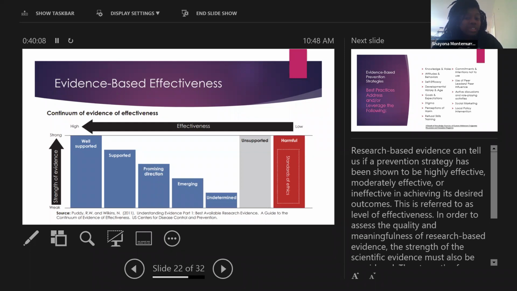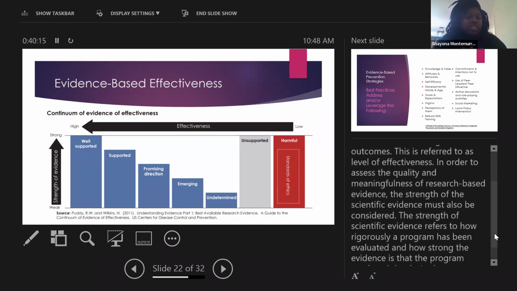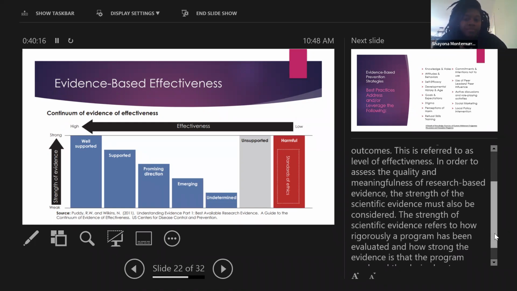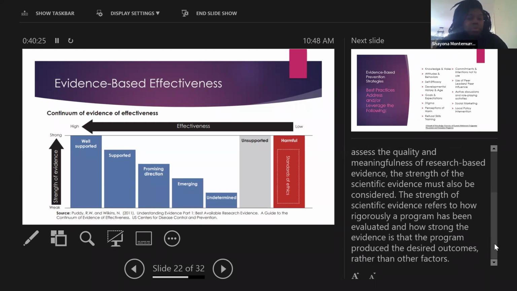In order to assess the quality and meaningfulness of research-based evidence, the strength of the scientific evidence must also be considered. The strength of scientific evidence refers to how rigorously any particular program has been evaluated and how strong the evidence is that the program produces the desired outcomes, rather than other factors such as increasing more risk factors.